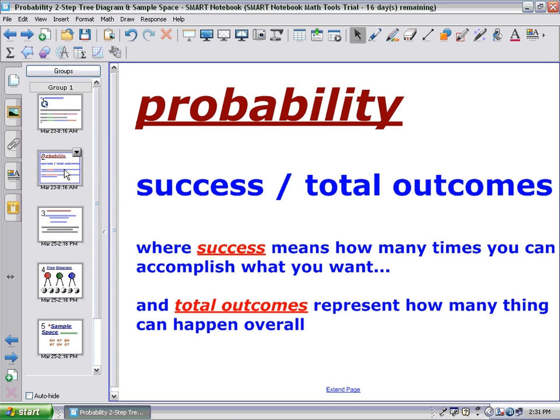Remember, by definition, probability is your success over your total outcomes. Where success means how many times you can accomplish what you want. And your total outcomes represent how many things can happen overall.